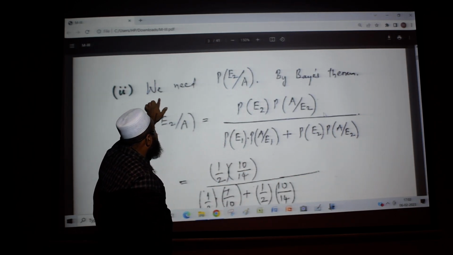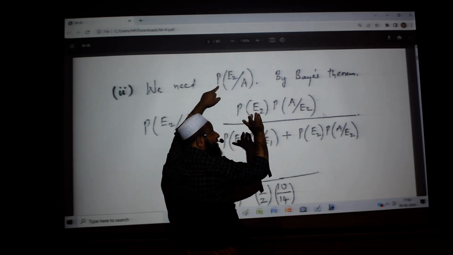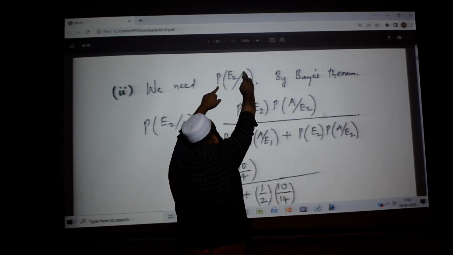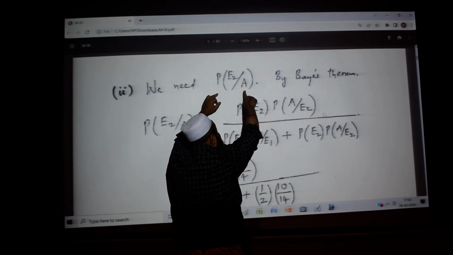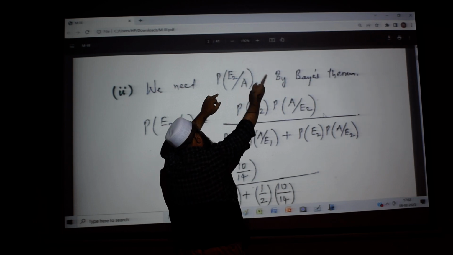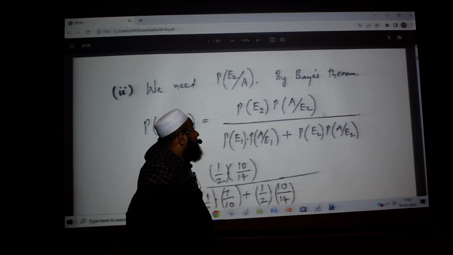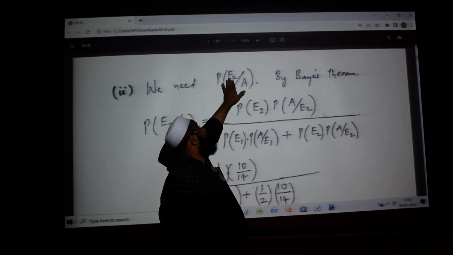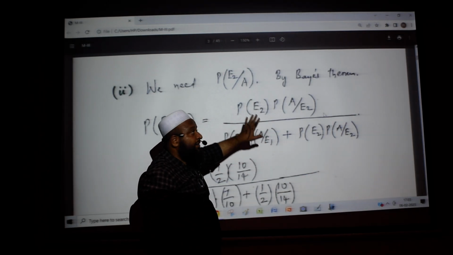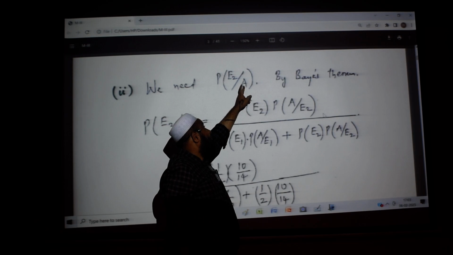So how do we need it now? We need the ball to be black. Keep in mind, in conditional probability, after the slash, whatever event name is there, that has taken place. And in the first level, what is the probability that E2 has taken place? If the ball is black, you always have to read this event first, then come to this event in conditional probability. Now, what is the meaning of this? If the ball is black, what is the probability that box B was selected first?